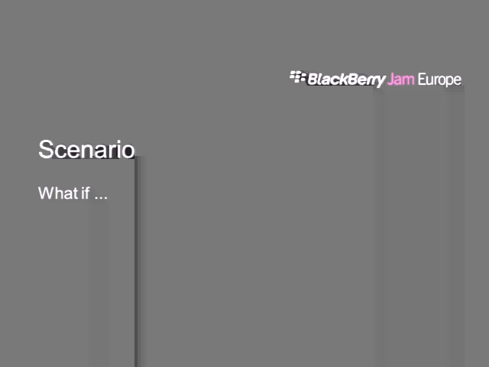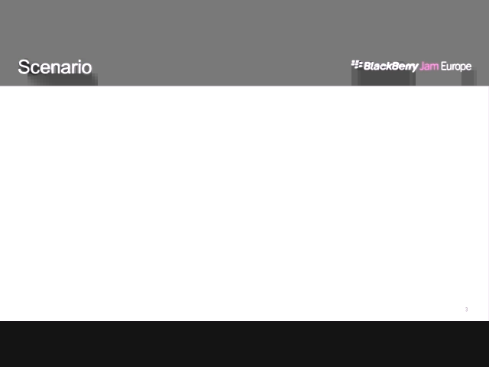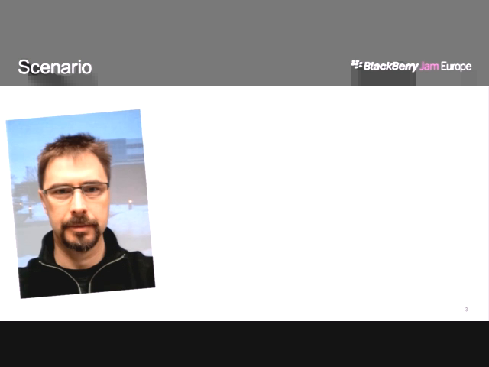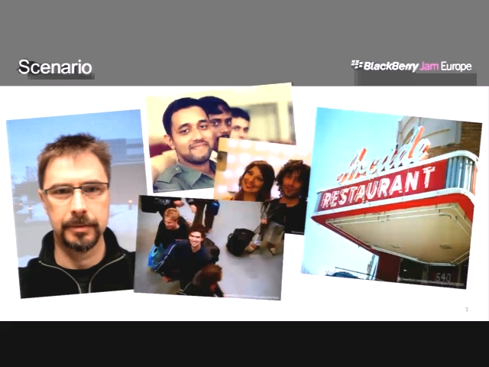Let's start with a scenario. Is it possible for us to, right now, create an application that shows my location, can find the locations of some of my friends, and get us to a restaurant so we can have a good meal together? Let's see if we can do that now.